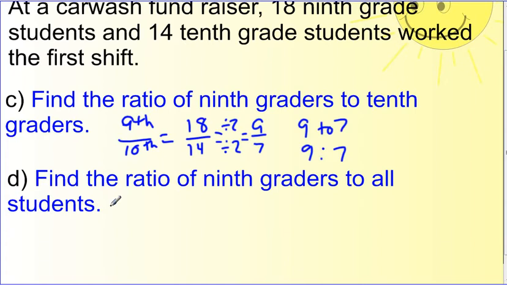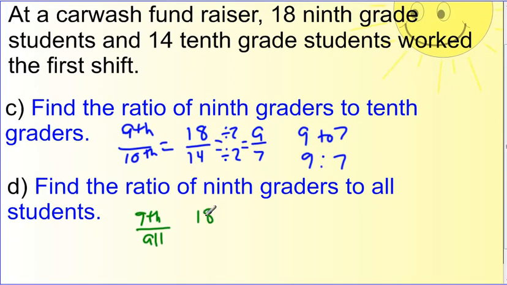Letter D. Find the ratio of 9th graders to all students. Well, let's see. 9th graders, there was 18. All students would be the total. So there's 18 ninth graders, 14 10th graders, giving us a total of 32 students. And let's simplify this thing. Top and bottom, again, can be divided by 2 because they're both even, giving us 9 over 16. Nothing goes into that, so that's one form. We also have the 9 to 16 and the 9 colon 16.